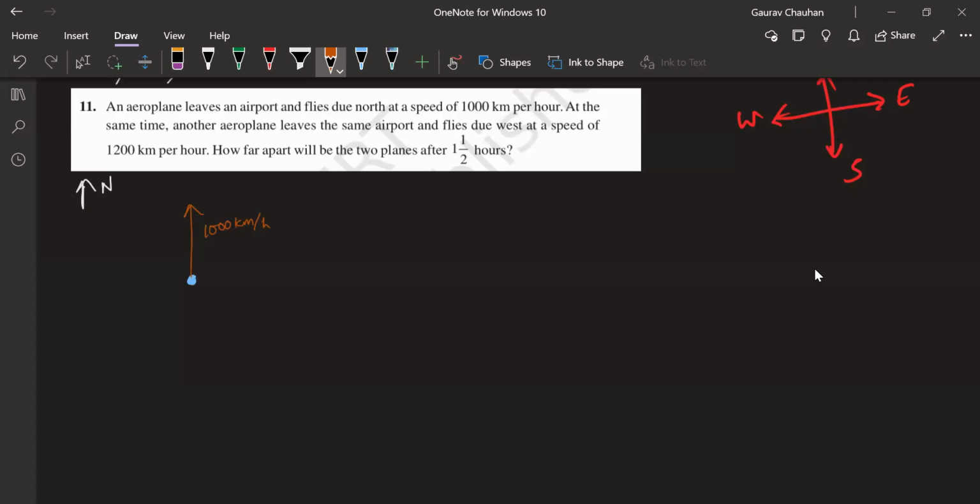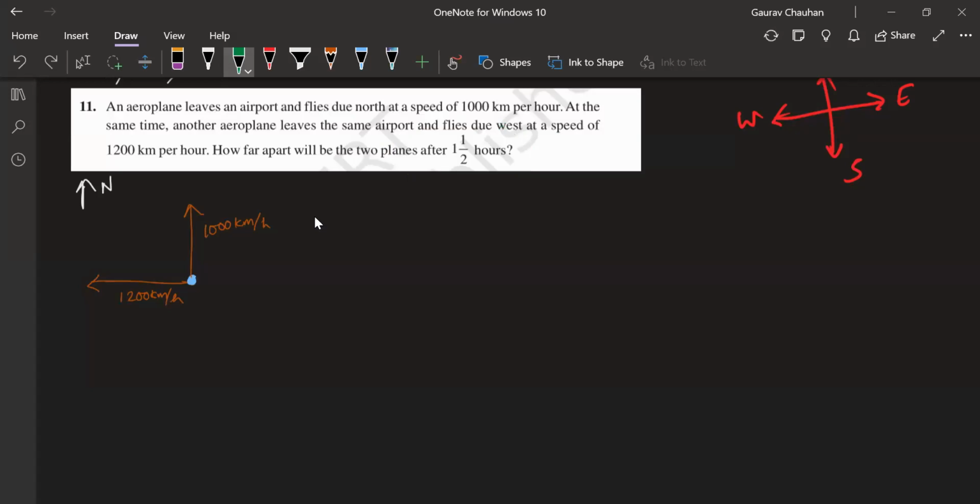Okay, we're back here. So that's 1,000 kilometers per hour, speed going north. That's plane one. Another airplane leaves at the same time and flies due west, west means this direction, at the speed of 1,200 kilometers per hour. The important thing to note here is they are traveling at 90 degrees to each other, so we can use Pythagoras theorem. But let's see now, how far apart will the two planes be after 1.5 hours?